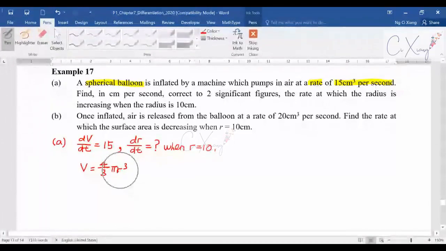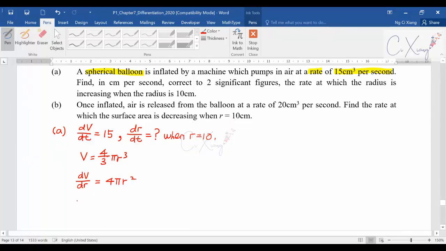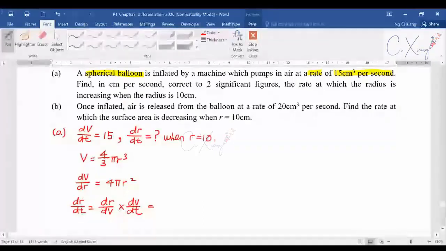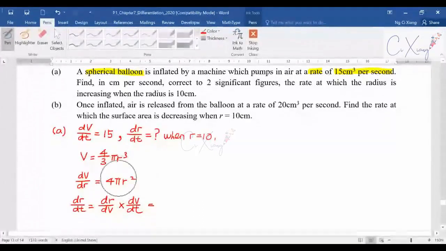So V and r are in one variable already, so you can already find dV over dr. What is the dV over dr here? It will be 4 pi r squared. Then now I start to find out the dr over dt. So dr over dt is dr over dV multiplied with dV over dt. So what is dr over dV? You have to make 4 pi r squared upside down. It will become 1 over 4 pi r squared, and then r is substituted with the value 10.